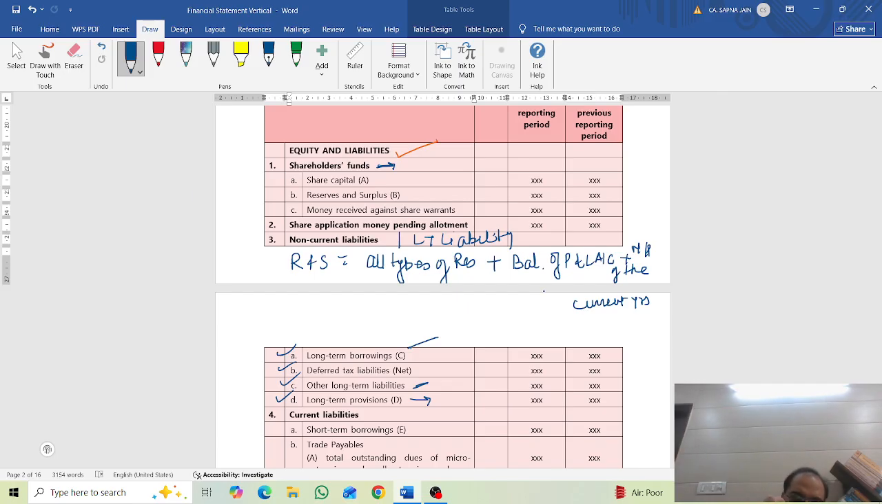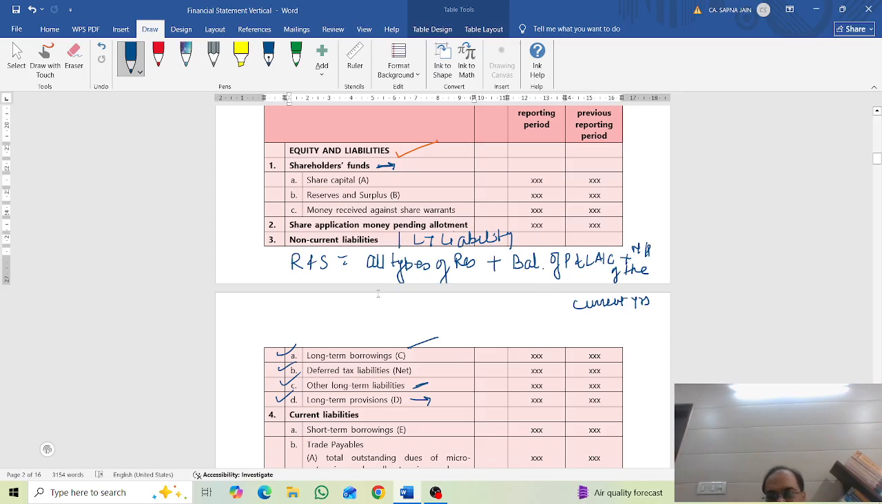Well, if you are liable to pay after 1 year and you want to make a provision for a particular purpose, so this type of provision is called long-term provision. So under the non-current liability, under the long-term liability, the total 4 items are there. Number first, long-term borrowings. Number second, deferred tax liability. Number third, other long-term liability. Or number fourth, long-term provision.